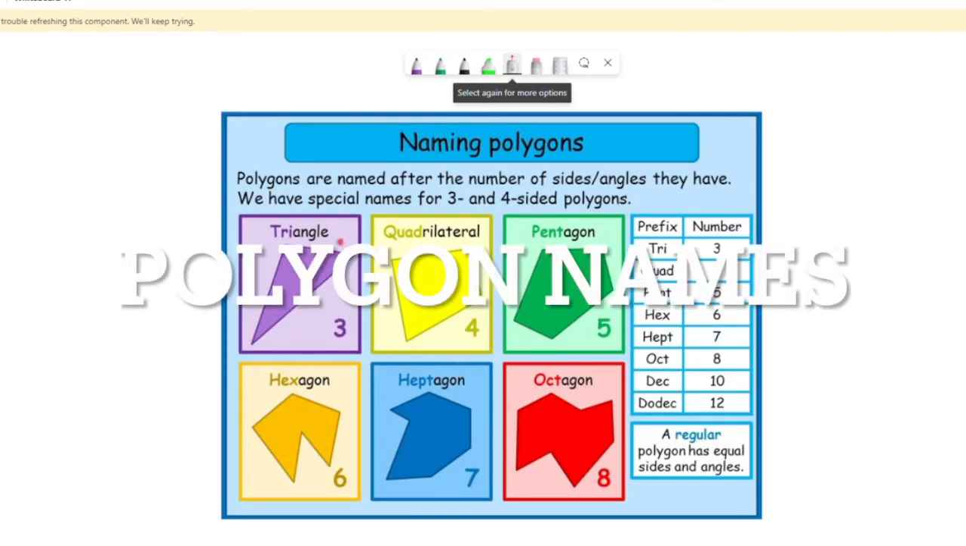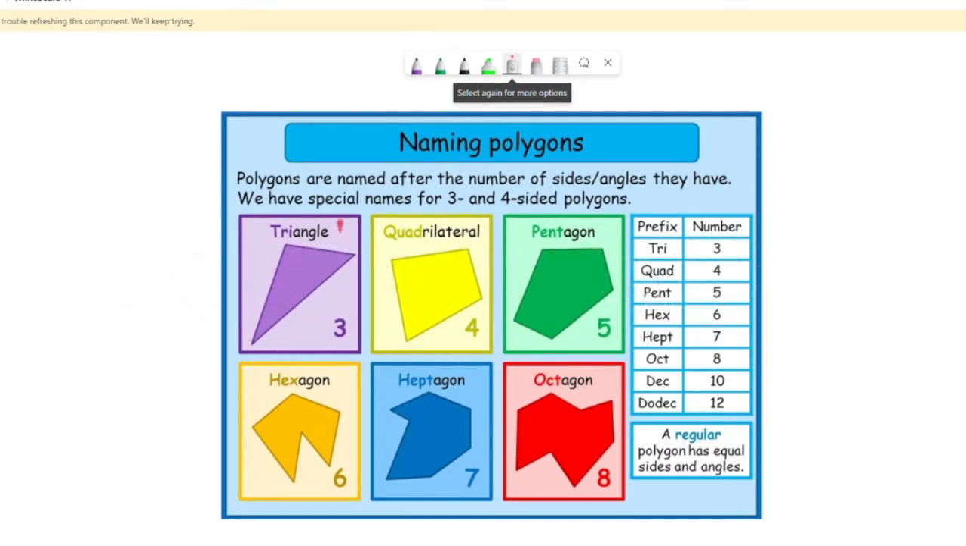Okay, the names of these polygons. They are named after the number of sides. As you can see, 3 sides. The prefix for 3 is tri, so this one is a triangle. For 4, it's quadrilateral. Then all other names are similar from 5 to 10.